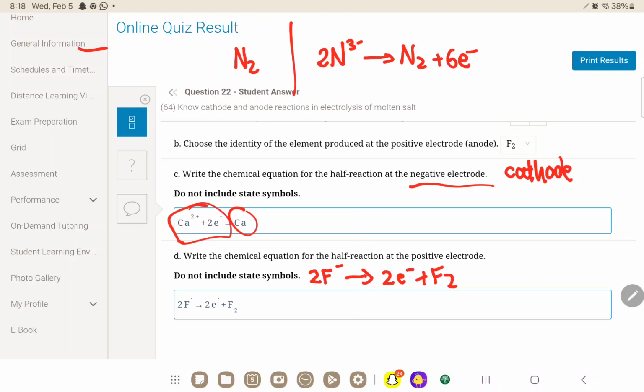So yeah, that's it for today's exam. If they bring this in the exam tomorrow, this is the half reaction for nitrogen.